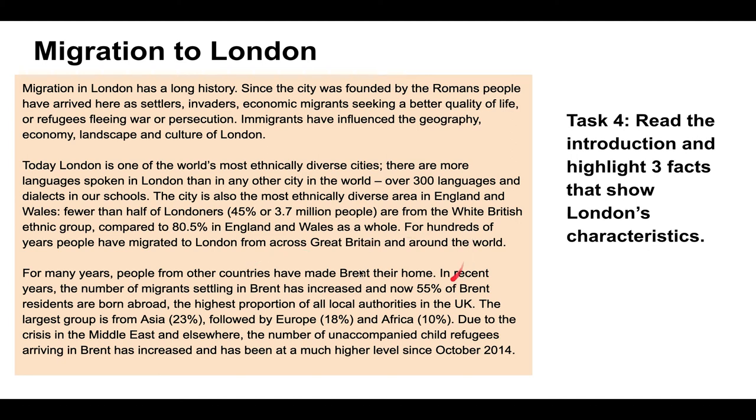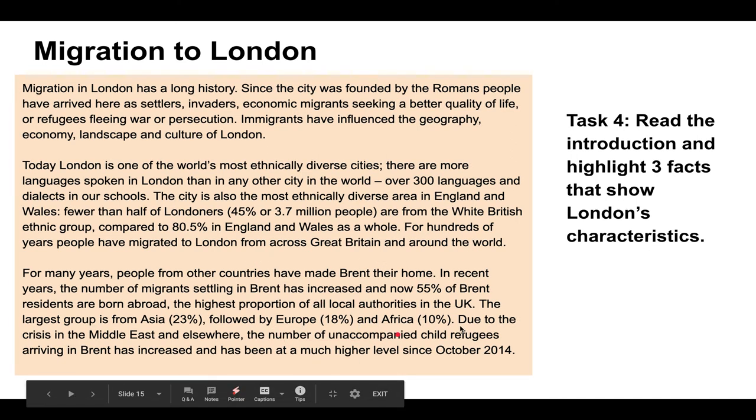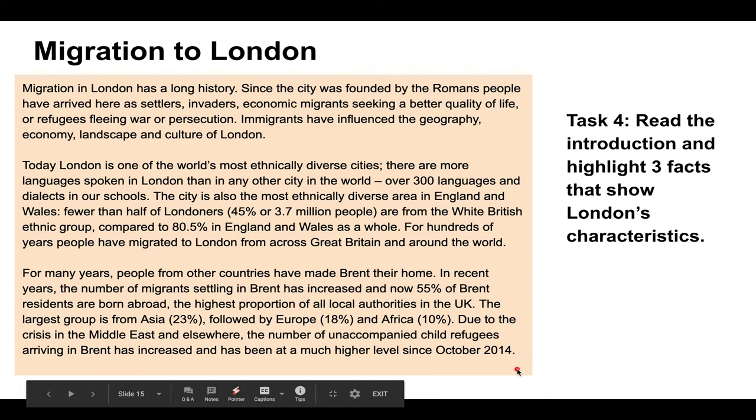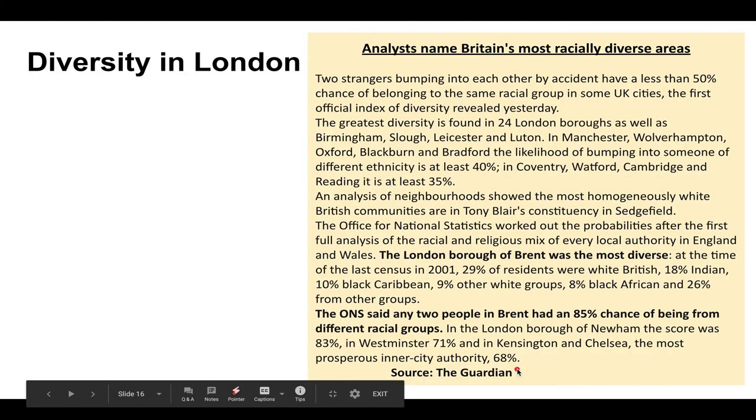We've got a bit more detail down here about Brent specifically, because that's where we live in Wembley. And actually, Brent has amongst the highest diversity of people in London, despite the fact that London has one of the highest diversities of anywhere in the world. So really, really, really extreme example. Okay. And then an interesting example down here of unaccompanied child refugees.